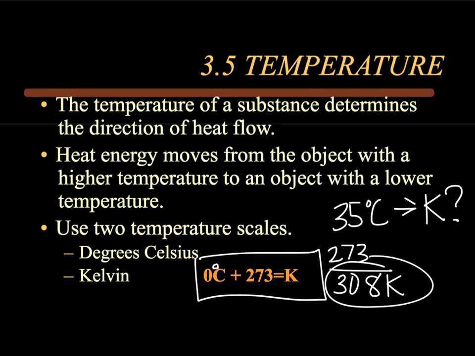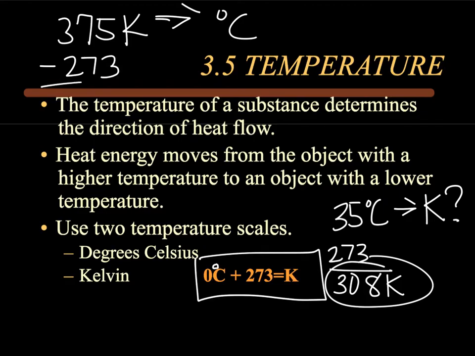All right, now what if it was the opposite? What if I gave you Kelvin first? So let's say I give you 375 Kelvin, and I want you to convert that to degrees Celsius. What do you think you're going to do to turn the Kelvin into Celsius? That's correct. You would subtract 273. So let's do our math. 5 minus 3 is 2, 0, 1. So then you get 102 degrees Celsius.